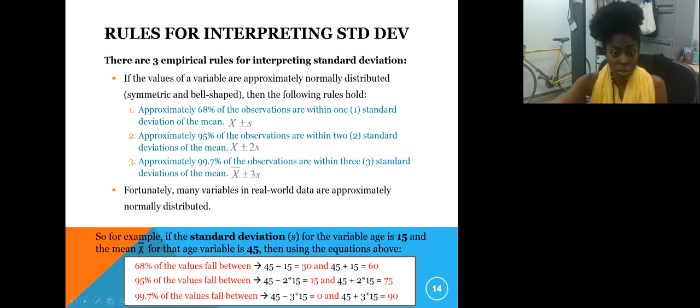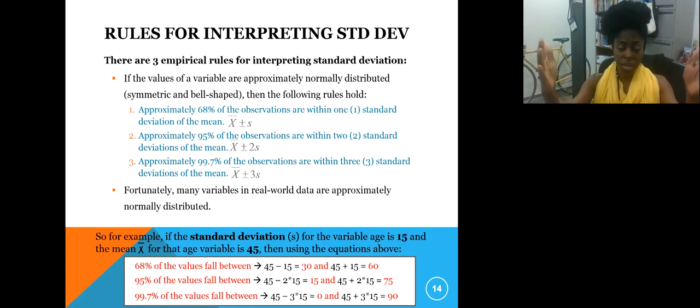So again, here's an example, and it just popped up out of nowhere. We've got a mean of 45, and if the standard deviation is 15, how spread out is our data? For 68% of our data, we do 45 minus 15 and 45 plus 15. So our data is spread out between 30 and 60. If we're talking about 95%, then 45 minus 2 times 15, so that's 45 minus 30, which gives us 15. 45 plus 30 gives us 75. So the range is from 15 to 75, right? And then we can do it for 3 standard deviations.